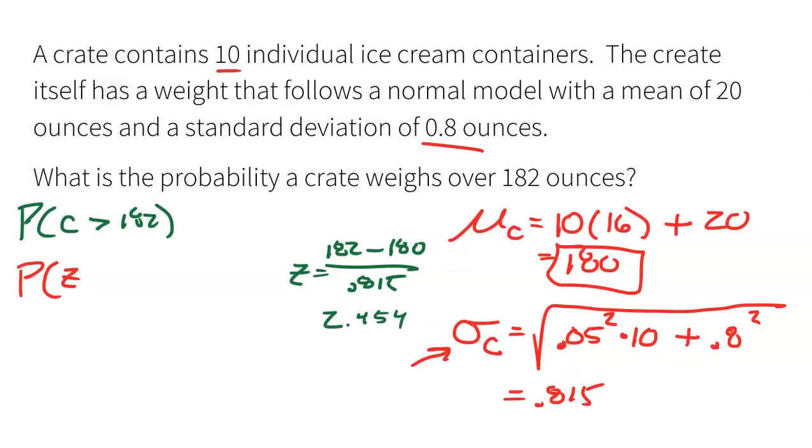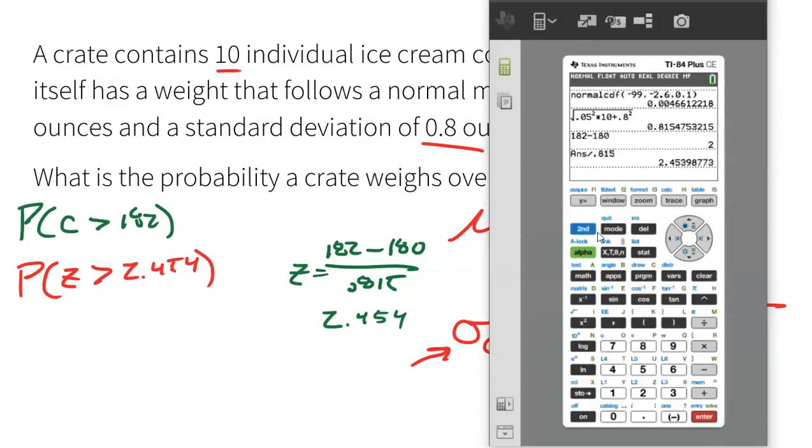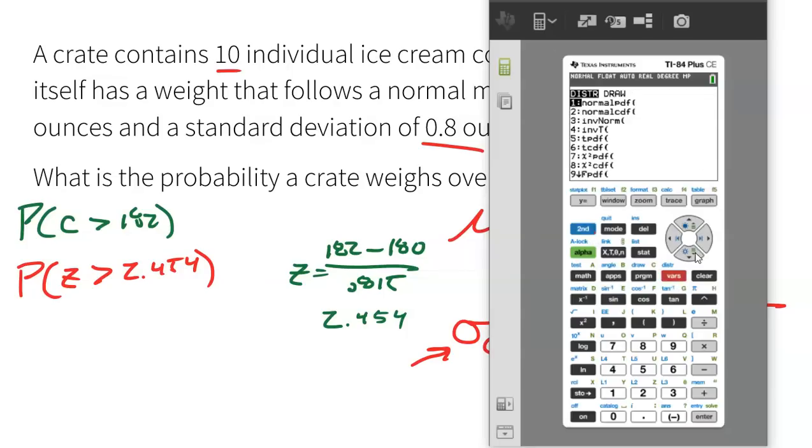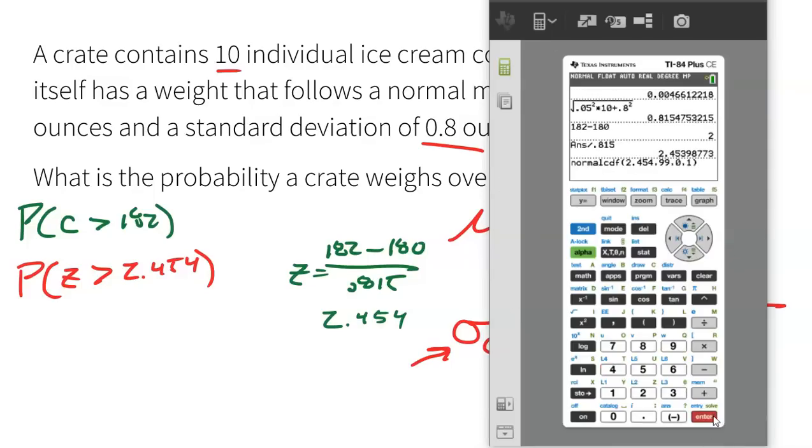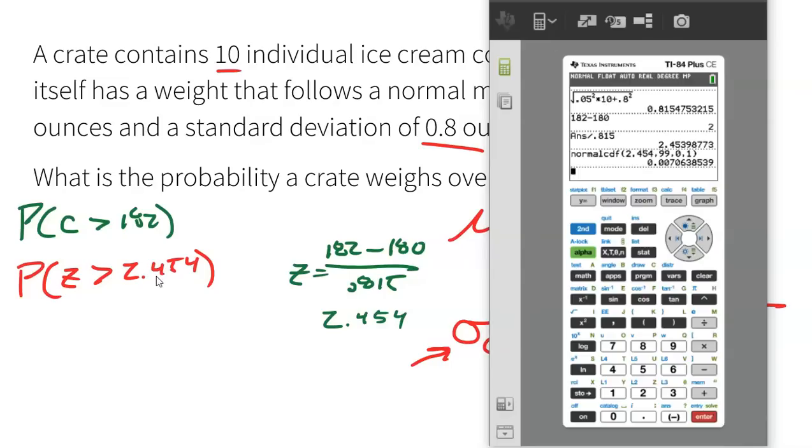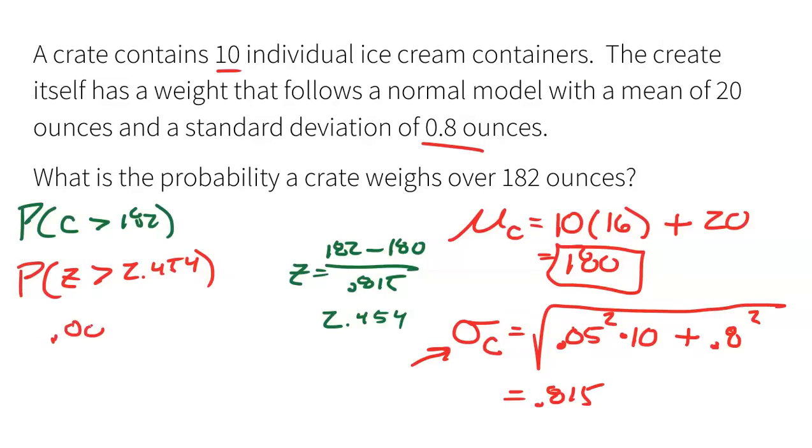So now I want to find the probability that I'm greater than 182. That's a z-score greater than 2.454. If you know how to use a normal table, you could use the tables, but I'm going to go ahead and use normal CDF. This time I want to go greater, so I'm going to start at a lower value of 2.454. I'm going to go to an upper value of 99. And I would get 0.00706. Again, pretty unlikely.